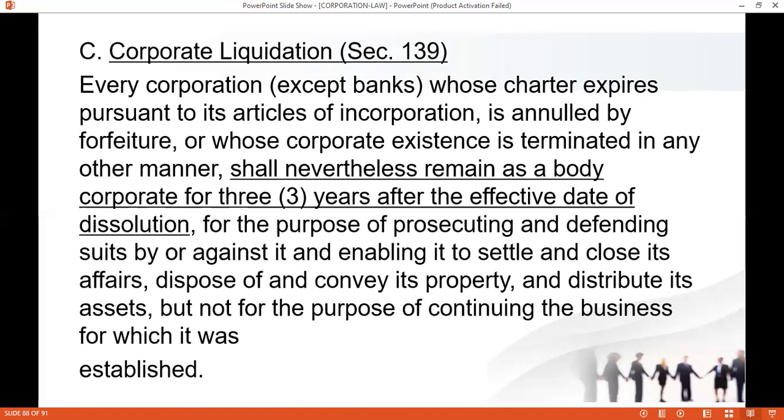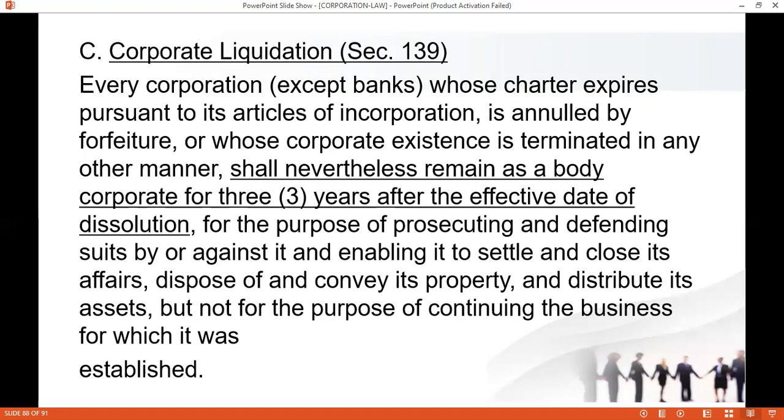Every corporation except banks whose charter expires pursuant to its articles of incorporation is annulled by forfeiture or whose corporate existence is terminated in any other manner shall nevertheless remain as a body corporate for 3 years after the effective date of the dissolution. Ang ibig sabihin nito, kahit na na-dissolve na yung corporation, meron ka pang 3 years para i-liquidate mo yung affairs ng corporation.